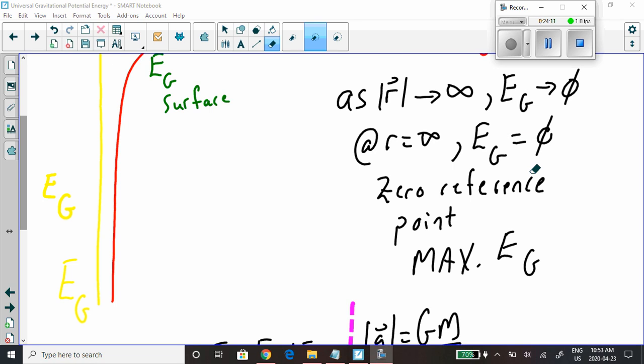The other strange thing about this is universal gravitational potential energy equaling zero, which occurs at r equals infinity, wherever that is. This is very much a process of the mind. Okay, it's mathematics here. All right. This is your zero reference point, but it's also your maximum gravitational potential energy. It never gets bigger than zero because it's negative. Try to wrap your mind around that.